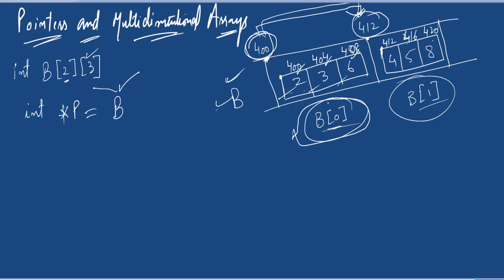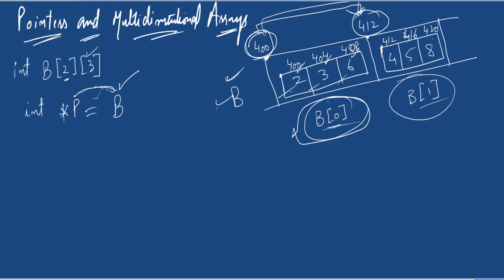What will it return to this pointer p? What will it return to this asterisk p? Because this further contains an array. This further contains this 400 address, this 404 address, this 408 address. This b0 does not contain any integer value. This contains further one more array. So I have never mentioned that in this.